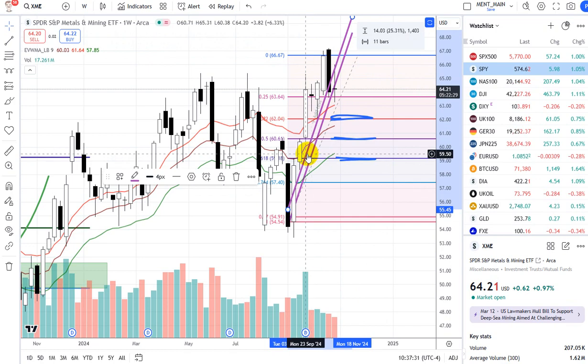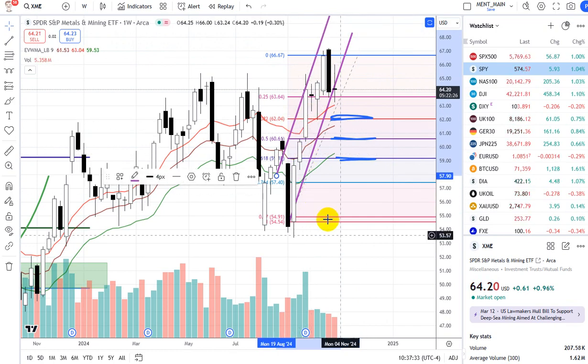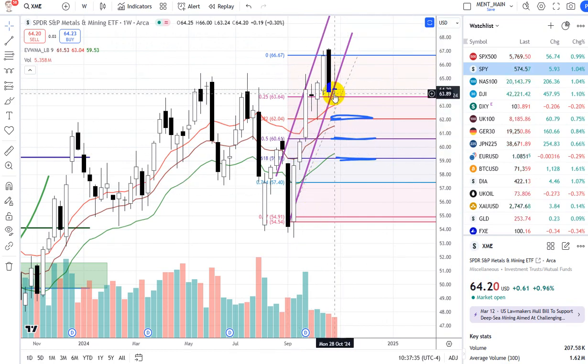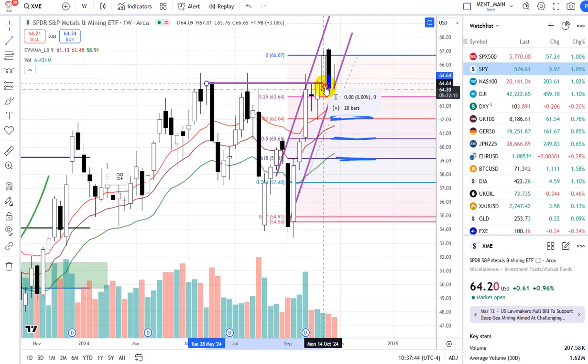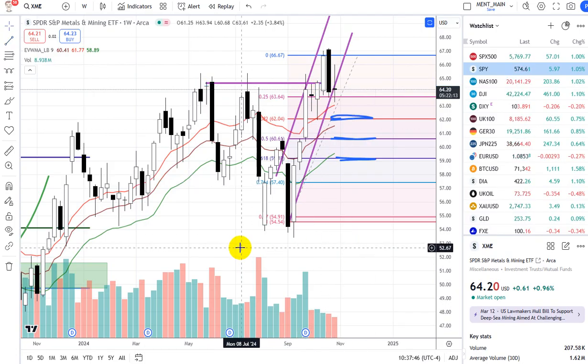And I will mark this level up here. So we are theoretically, as of the end of last week, very close to the lower channel. We had broken out of this rejection area here. Very solid sign for potential upward movement.